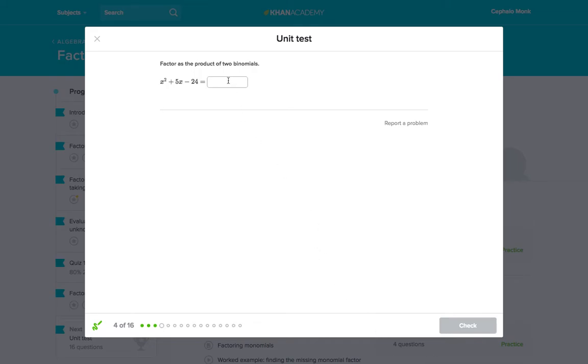Factor as a product of two binomials. Factor. Okay. How was I doing this before I did the groupings?